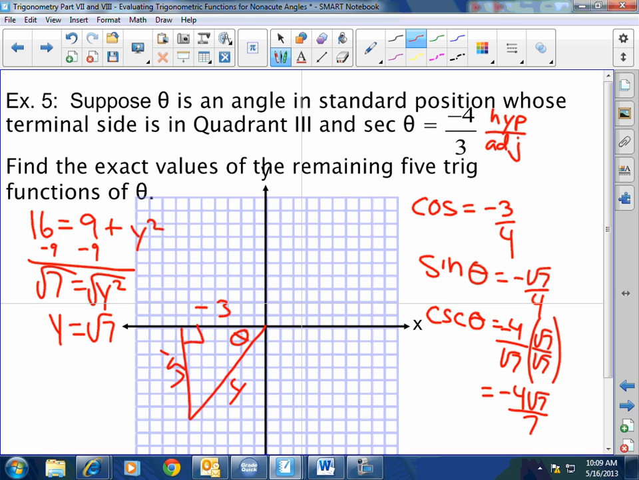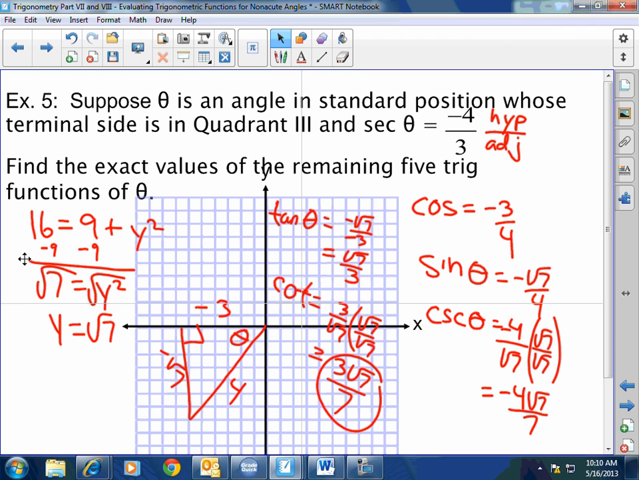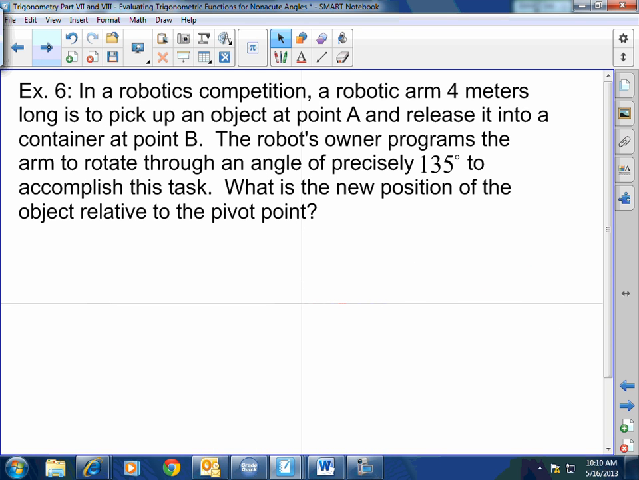So it's going to be -4 over square root of 7, but I must rationalize, so my cosecant will equal -4 square root of 7/7. My tangent of this theta is opposite over adjacent. So that's going to be negative square root of 7/3. And my cotangent is the reciprocal of tangent, so it's going to be 3 over square root of 7. But then I have to rationalize, so I get 3 square root of 7/7. So I have the remaining 5 trigonometric functions, all because I just set up my triangle the right way. Nice and easy, hopefully.